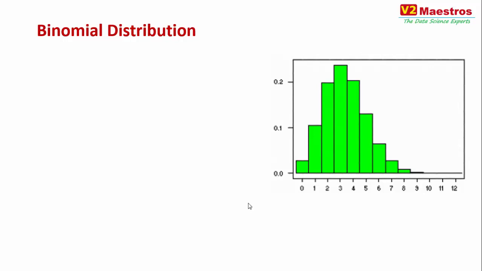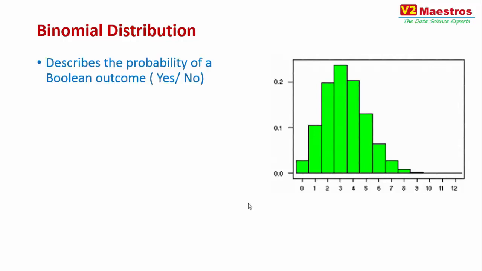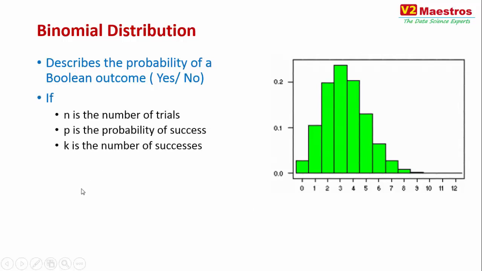So how do you plot a binomial distribution? It basically describes the probability of a Boolean outcome, which is to say that if I have 100 patients, what is the probability that 30 patients or 30% of my patients will have cancer? What is the probability that 50 of my patients will have cancer? What is the probability that 70 of my patients will have cancer? That is what a binomial distribution usually tries to answer.